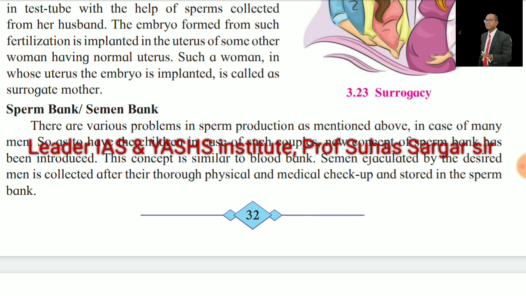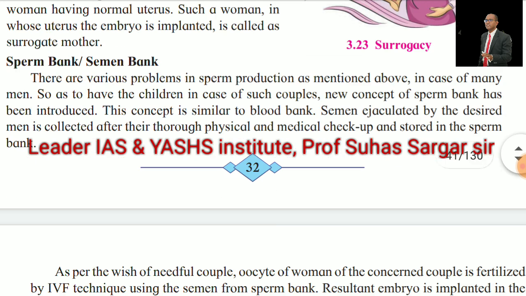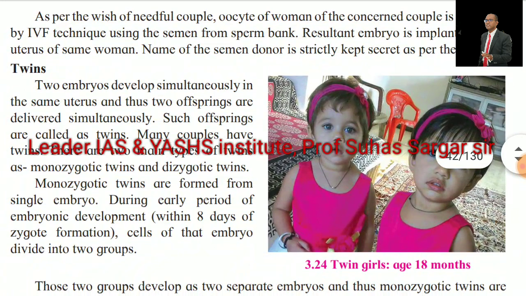Semen ejaculated by the desired man is collected after a thorough physical and medical checkup and stored in the sperm bank. As per the wish of the needful couple, the oocyte of the woman of the concerned couple is fertilized by the IVF technique using the semen from the sperm bank. The resultant embryo is implanted in the uterus of the same woman. The name of the semen donor is strictly kept secret as per the law.